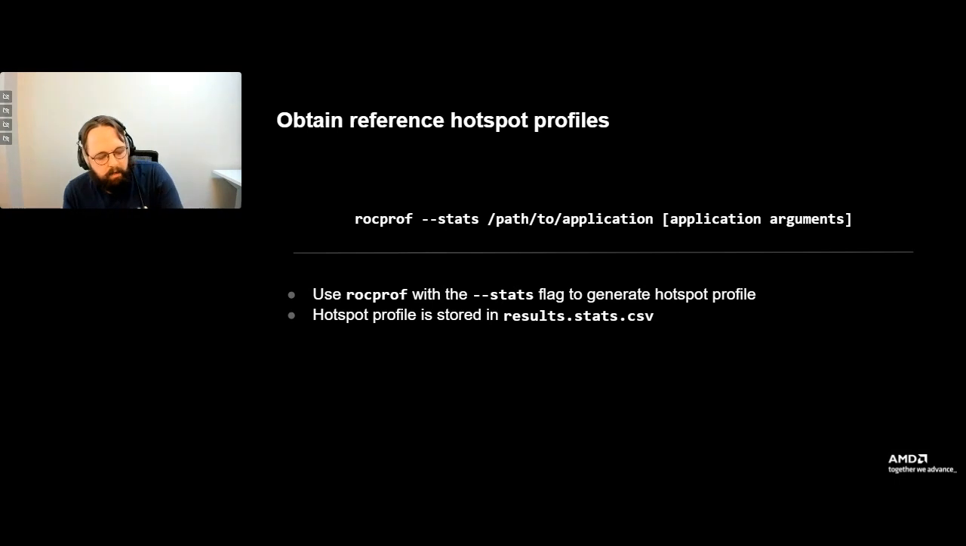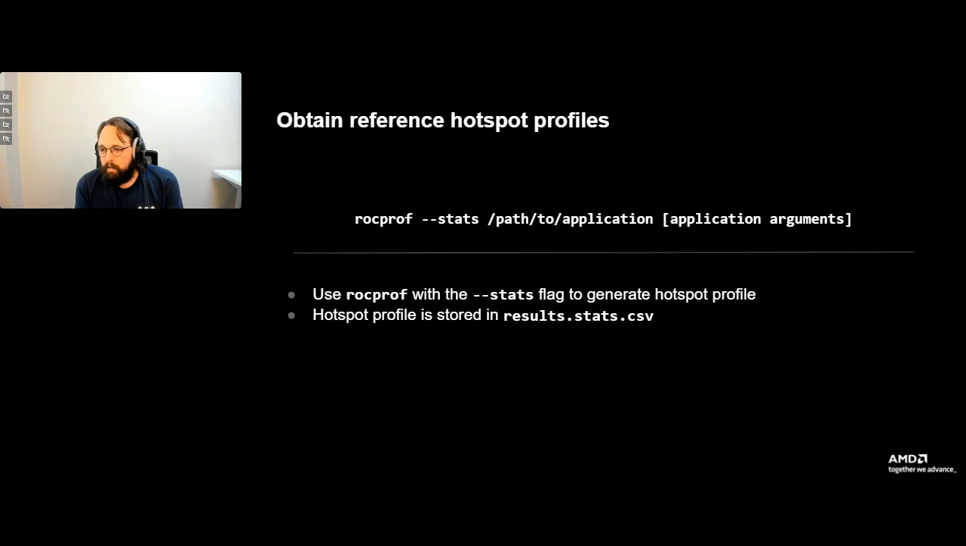So to obtain the reference hotspot profile, if you're on a system with ROCm installed and AMD GPUs, you can use rocprof, or the ROCm profiler. The hotspot profiling is enabled by passing the --stats flag, and then the other arguments to the profiler are going to be the path to your application, as well as any arguments that you have for your application.